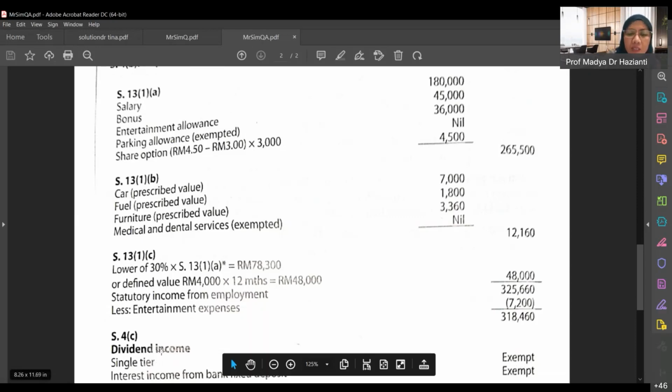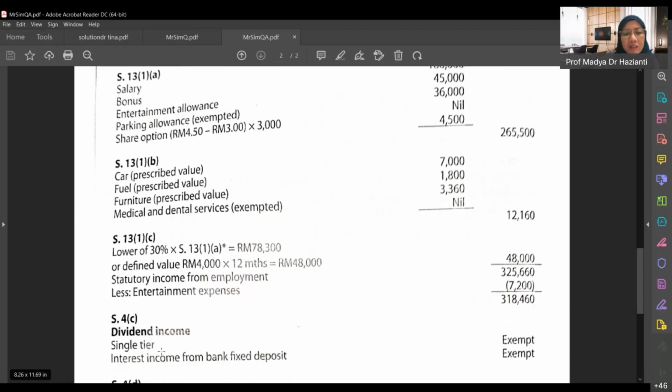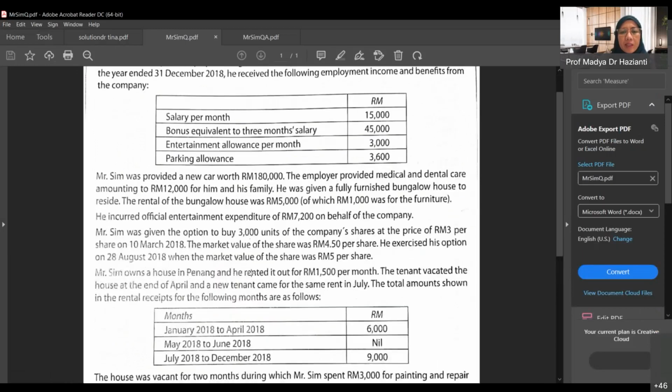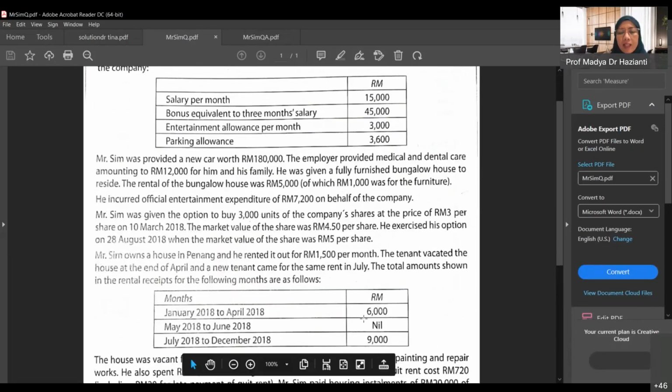Okay, now let's move on to section 4D. 4C biasanya tak fikir lah. Kebanyakan ni memang exempted je. Okay, 4D. 4D rental income dia, ternampak pula jawapan dia. So rental income dia kat sini lah. 6 plus 9, 15,000. Okay, boleh?